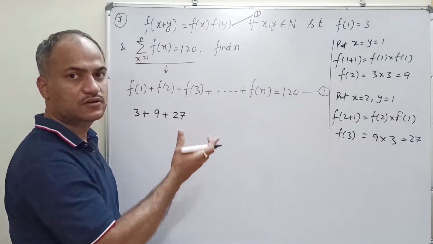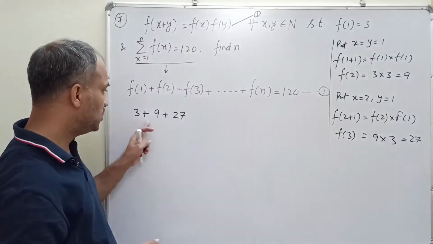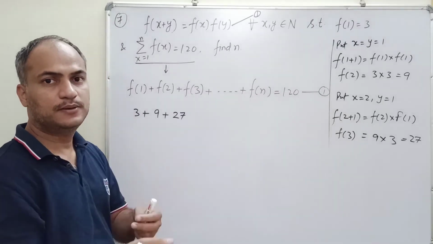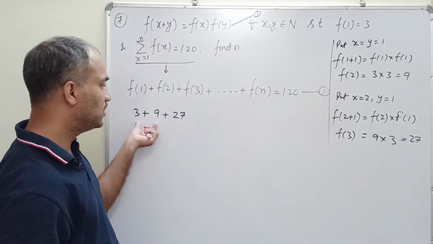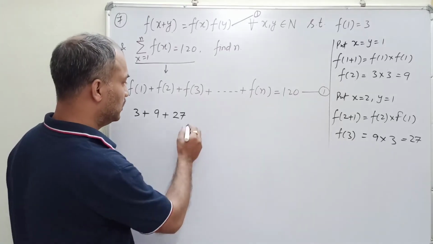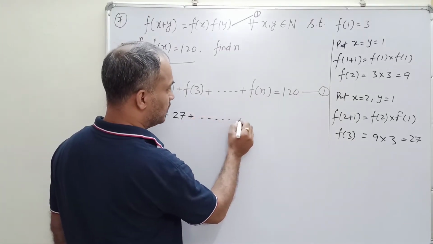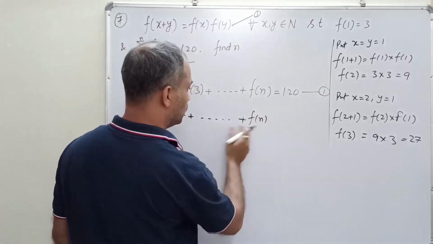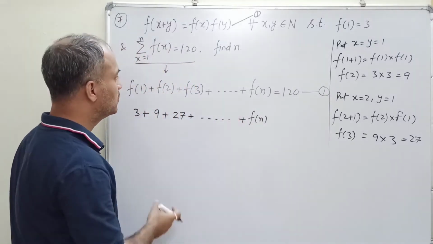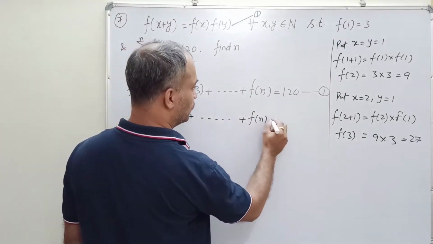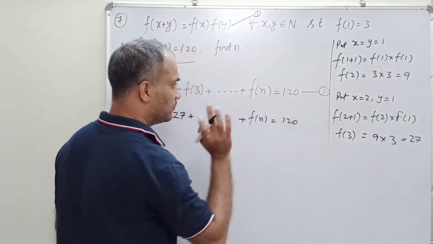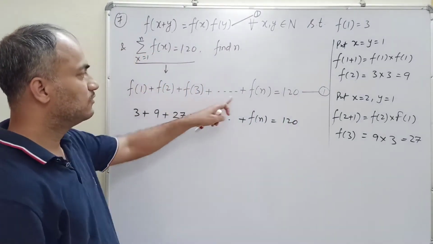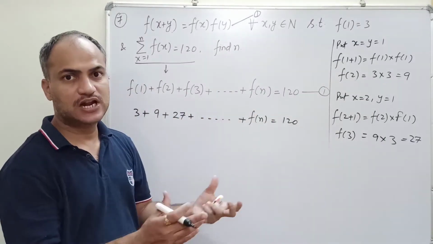Now we have understood the series. This is a GP where terms are multiplied, and 3 is the common ratio. Similarly, we can find the other terms. For f(n) we can write it, or simply we can write n terms. There is no need to find the f(n) value. This value is given as 120. From 1 we are going till n, it means there are n terms.